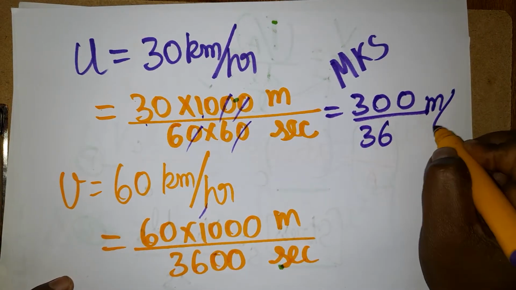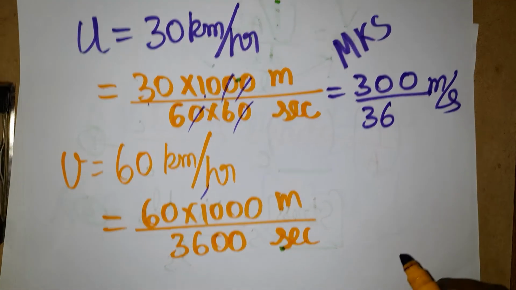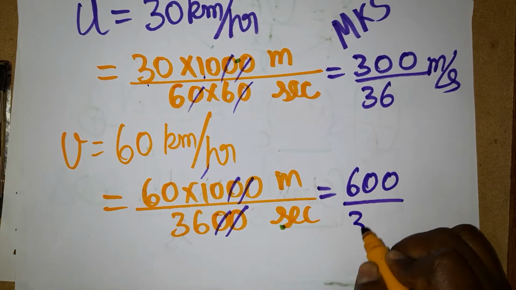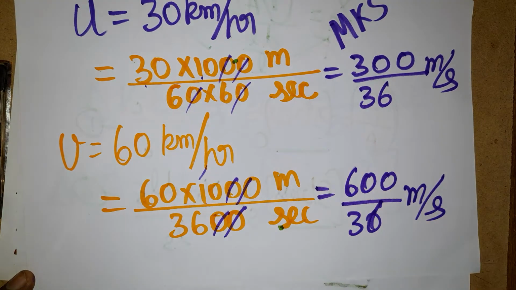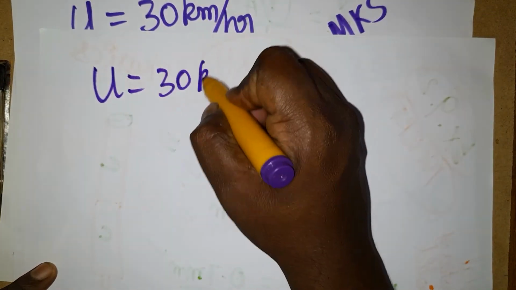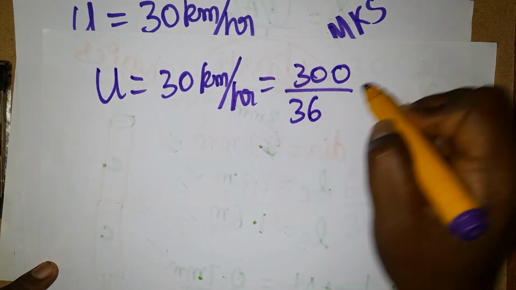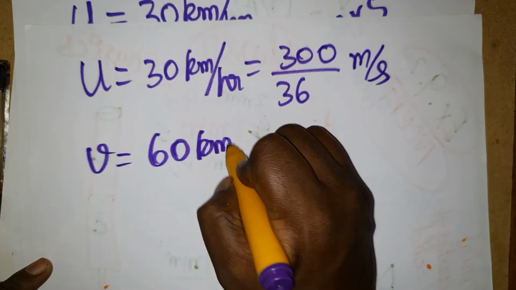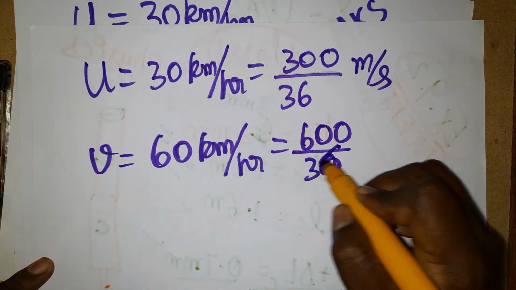That is meter per second. You don't do further cancellation because the problem will become a little complex. Here 0 0 get cancelled, so 600 divided by 36, because 6 into 6 is 36, meter per second. Initial velocity I got, final velocity also I got. Initial velocity 30 kilometer per hour I got as 300 divided by 36 meter per second. Final velocity 60 km per hour I got as 600 divided by 36 meter per second.